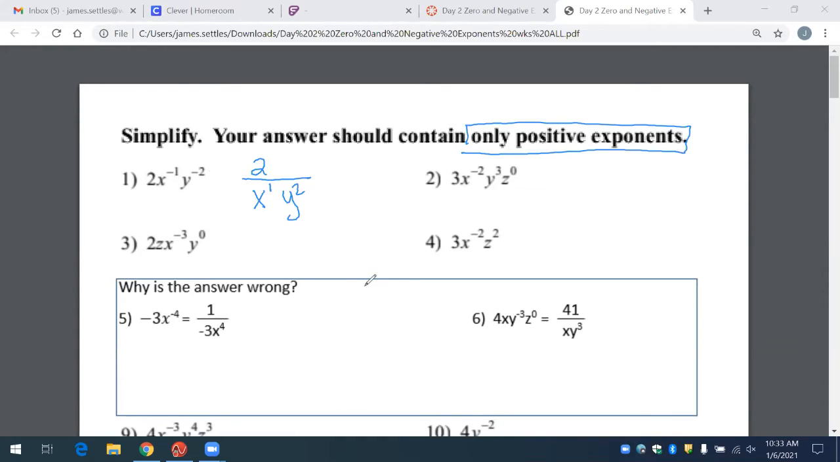So you flip it. All these today will be on the top and they'll flip to the bottom. If they were on the bottom, they would flip to the top. But they flip across the fraction bar and they become positive. That's it. You're done. This is your final answer.